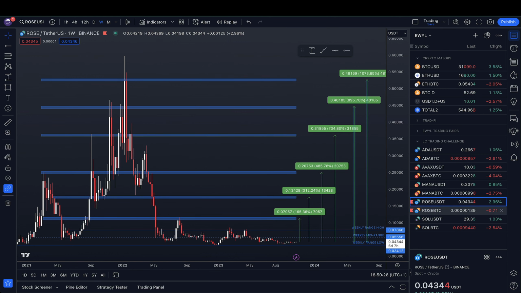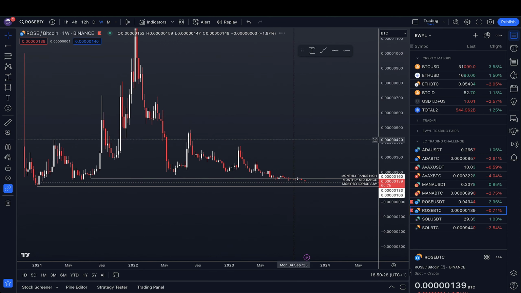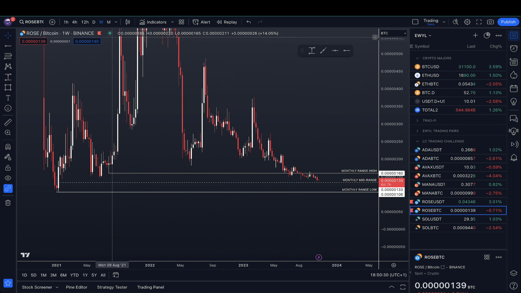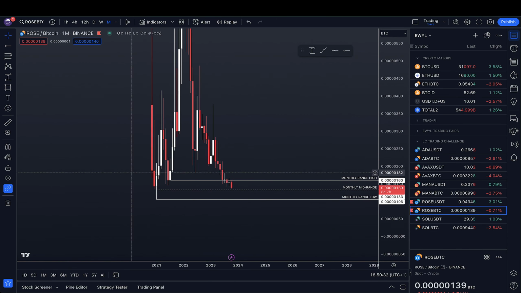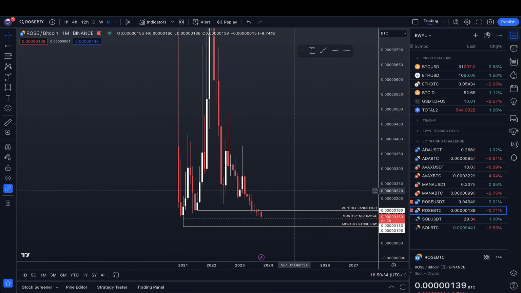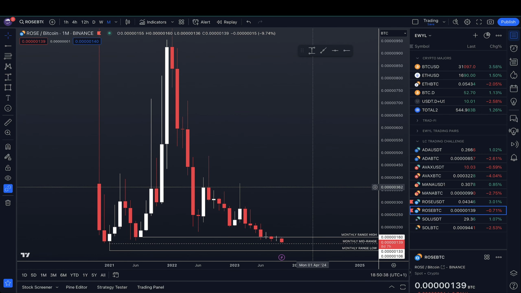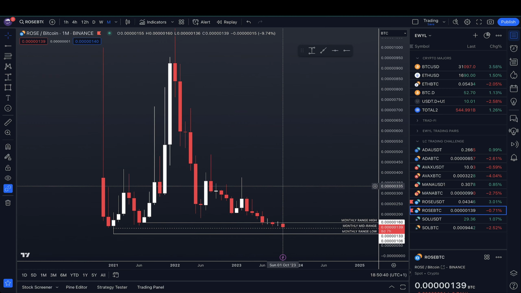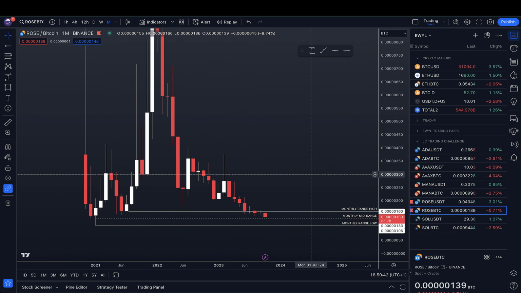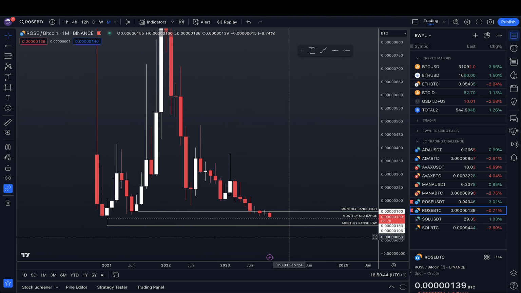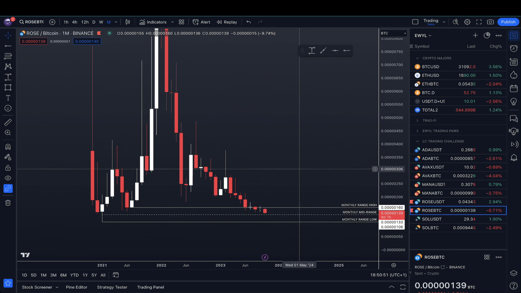Let's move on then to Rose BTC. Let's go to the monthly. So, a clear range we've got here on the monthly time frame. Let's zoom in a little bit. As we can see, we've just broken into this range over the last couple of months. We've got a range high at around 160 sats, and a range low, which are the all-time lows, at 106 sats, which brings the mid-range in at about 134, which is pretty much where we are right now.